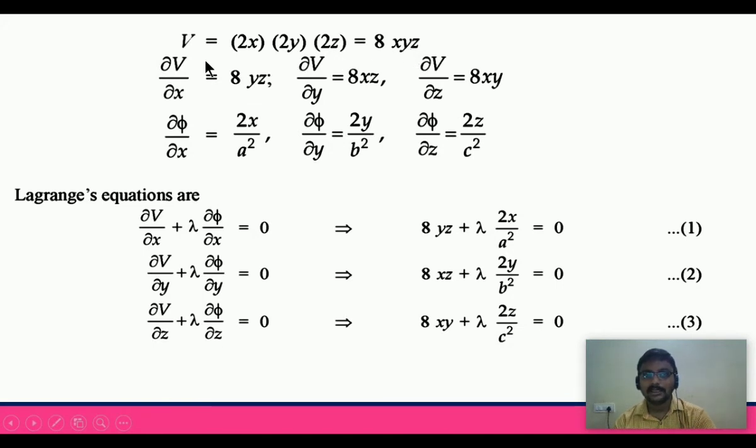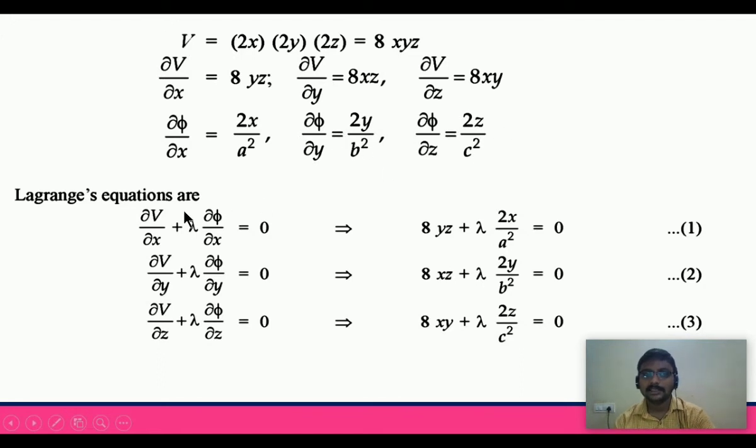Now we have to obtain the partial derivatives of v and phi. So dou v by dou x, dou v by dou y, dou v by dou z, which are obtained by differentiating v partially with respect to x, y, z respectively. And similarly for phi, differentiating phi partially with respect to x, y, z, we will have these values.